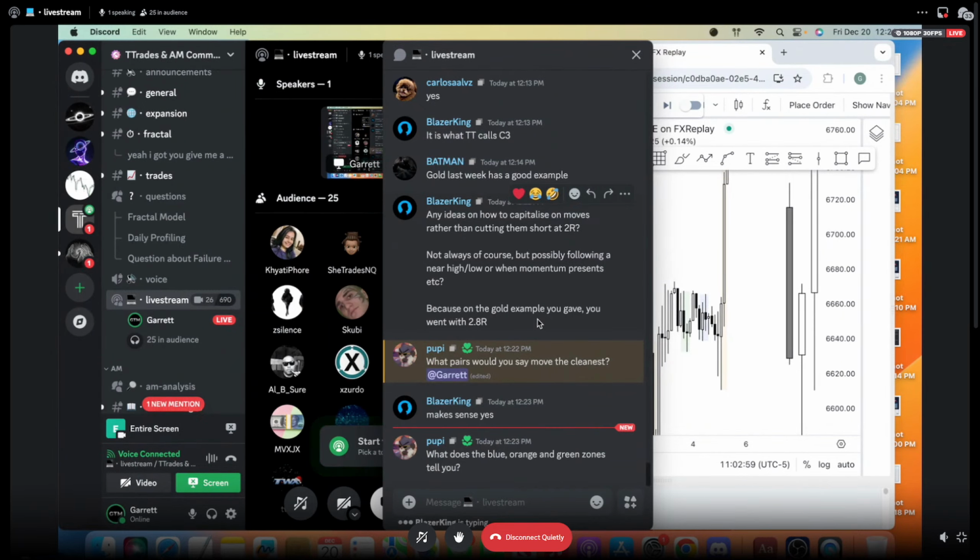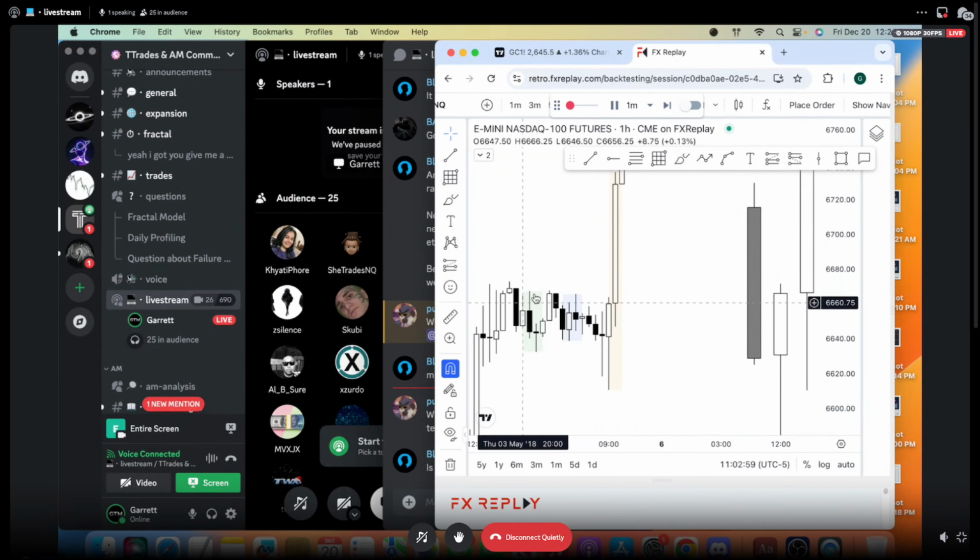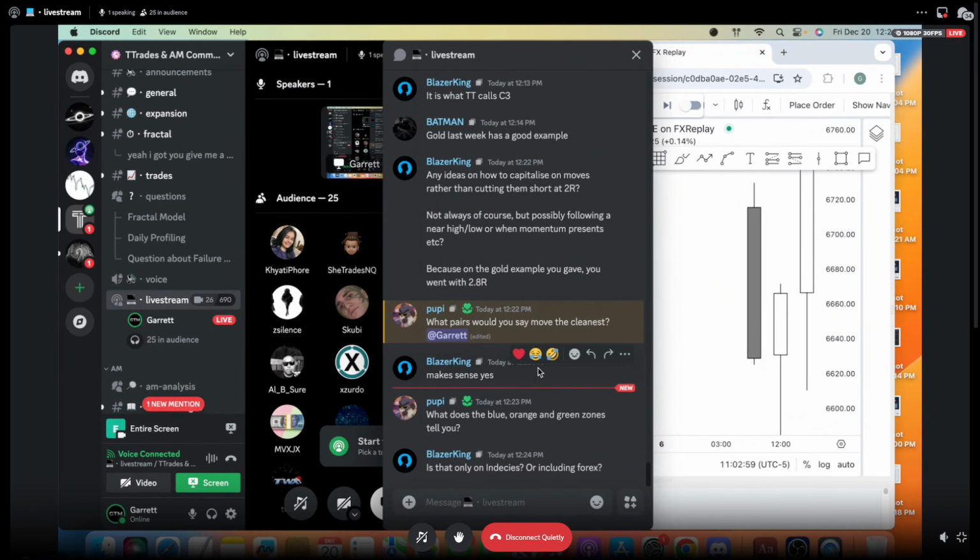What do the blue, orange, and green mean? Oh, these are sessions. I use green for Asia, blue for London, orange for New York. It's like the kill zones. What pairs would you say move the cleanest? Indices, CL, and gold, probably.